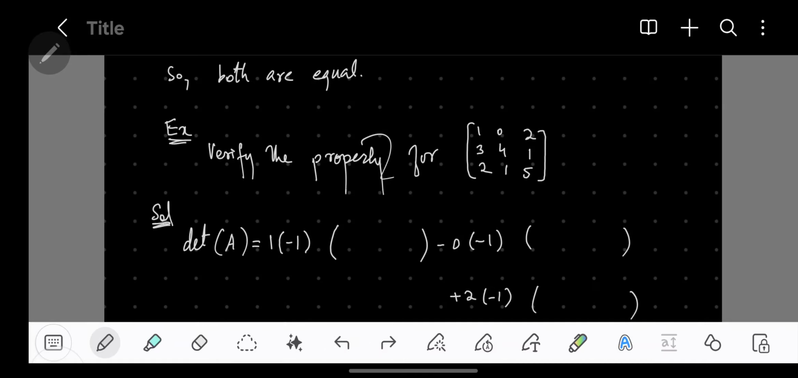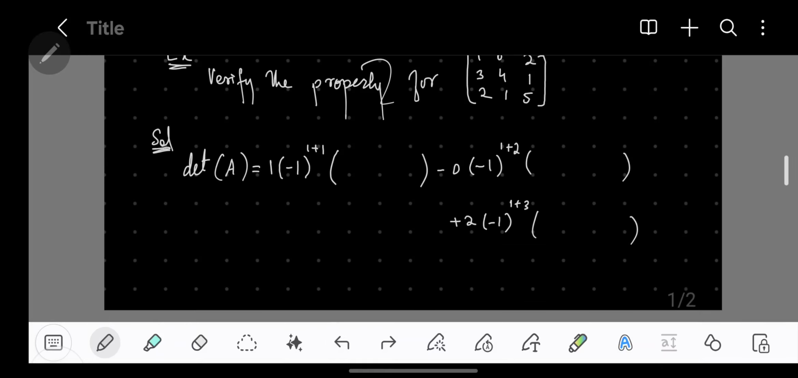Then I will write -1 to the power of something. What should be written here? Since this 1 is in the first row and the first column, I will write 1 plus 1 as the power. Since this 0 is in the first row and the second column, I will write 1 plus 2. This 2 is in the first row and the third column, so 1 plus 3 is the power. So I have written 1 plus 3 in the power of -1 here.